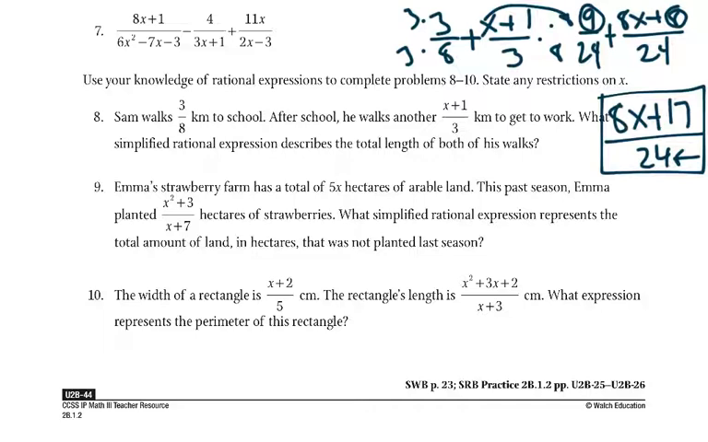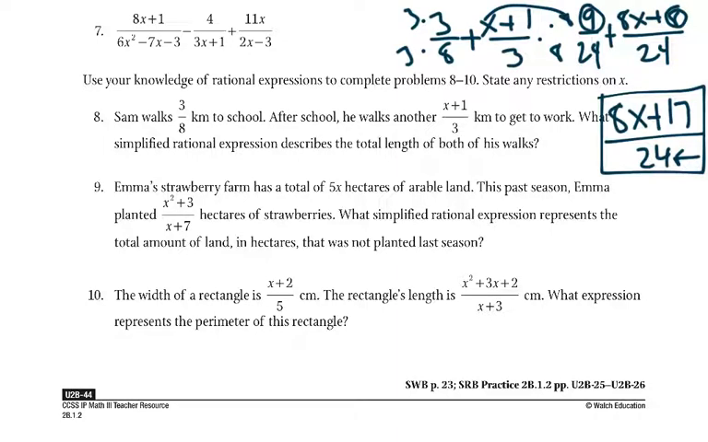Emma's strawberry farm has a total of 5x hectares of arable land. This past season, Emma planted (x² + 3)/(x + 7) hectares. That doesn't sound right, but we'll go with it, of strawberries. What simplified rational expression represents the total amount of land in hectares that was not planted last season?